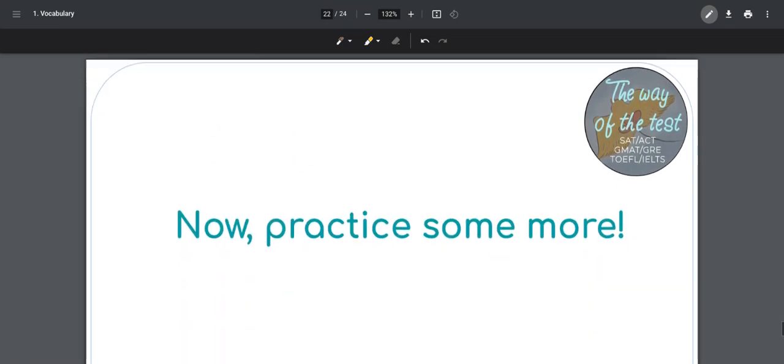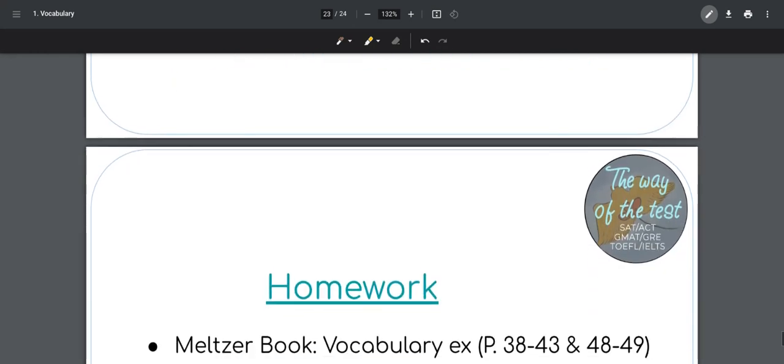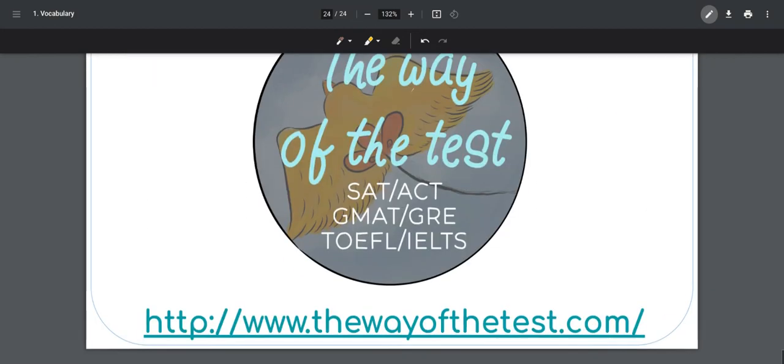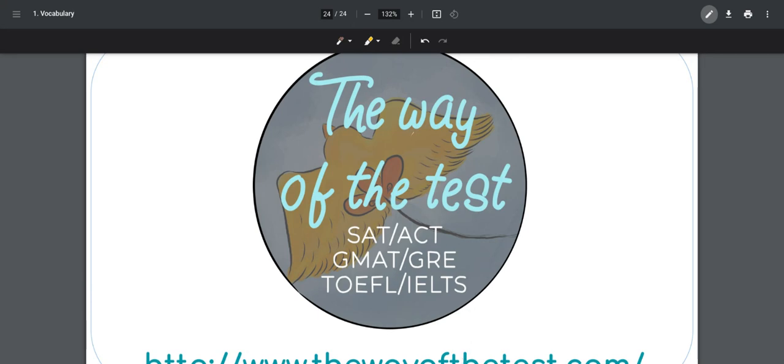Now, the material we're going to use, as I said in the overview video of the verbal section, is the Meltzer book, the SAT book for the digital SAT. The exercises in this book are on these pages. You can copy this and use the exercises. Again, if you don't have the time to do this, my advice is to take the digital practice test PDF and just do the vocabulary exercises, and then you move on to the next question type when we get to it.